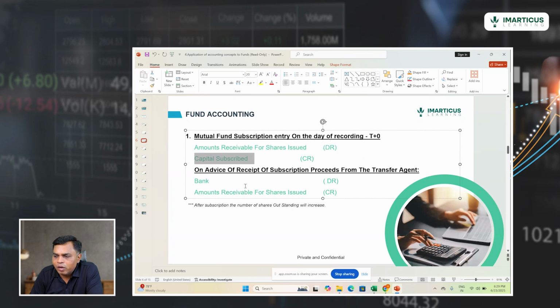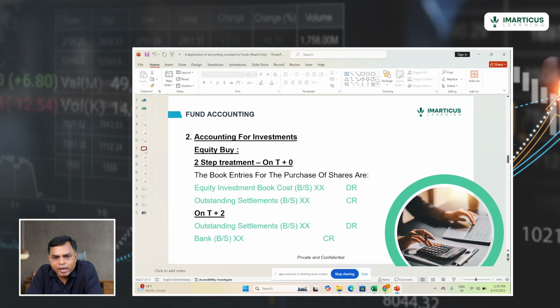And on the day of receipt of subscription proceeds from the investor, the transfer agent books the entry as bank account or cash account debit, and they credit amount receivable for shares issued. So this is the entry. Basically, whenever there is a subscription, the entry is done in two stages. One on the T+0 basis, whenever the subscription is recorded, and when the subscription gets settled on the T+1 or T+2 basis, the second entry is passed.